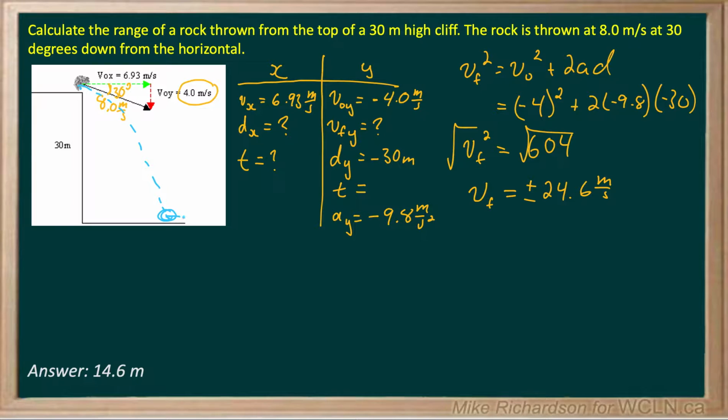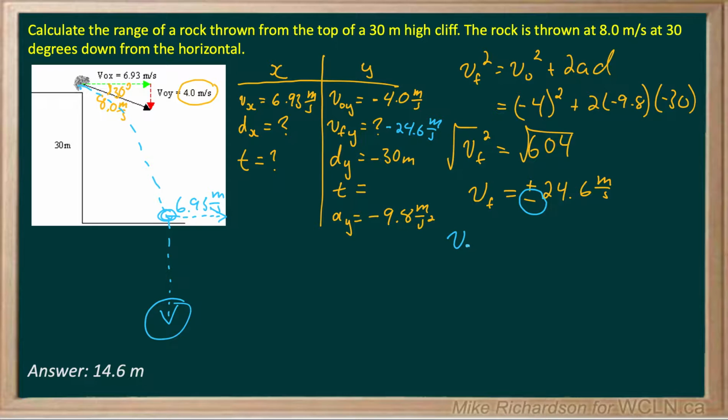It has an x component, which never changes. It's going to be 6.93. It's always 6.93 at all points in the path. But the y component should be increasing, and the y component is what we're looking for. Notice that it's down, so I have to choose the negative for my v final in the y. So my final velocity in the y will be -24.6 meters per second.